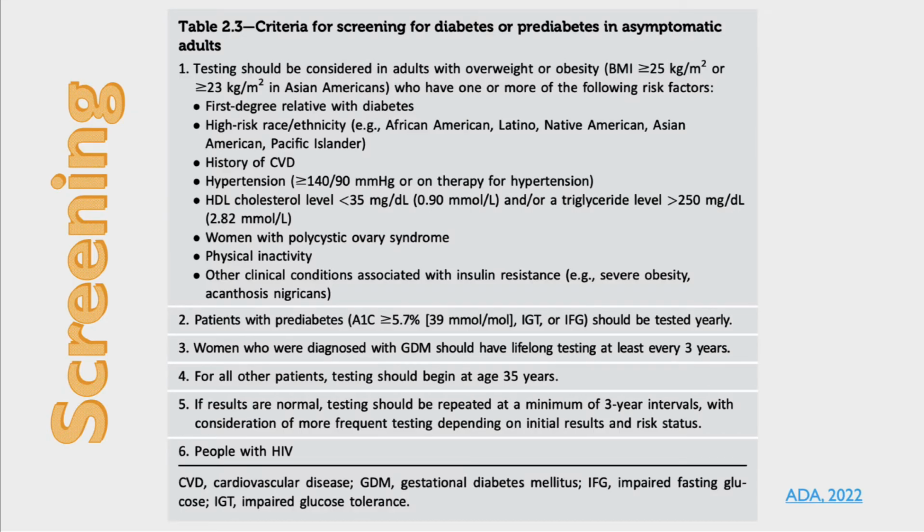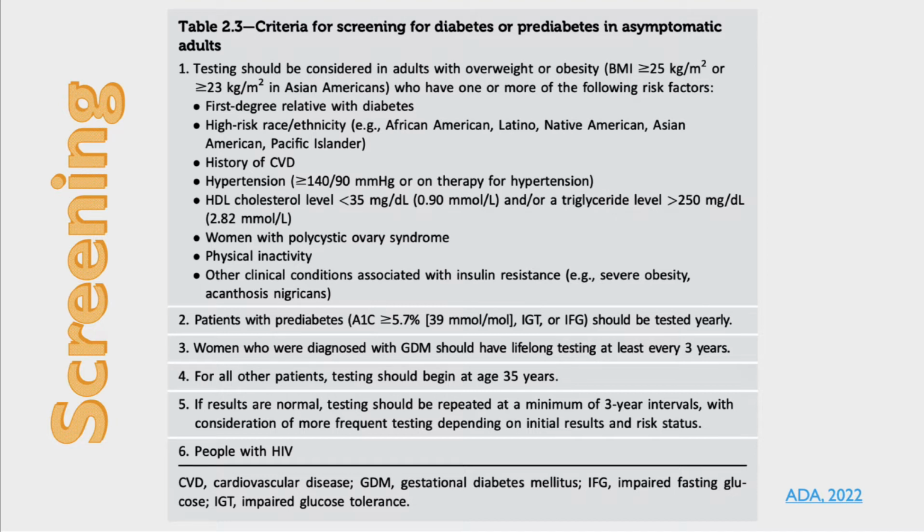So let's talk about the ADA guidelines for 2022 that focus on screening. Screening should be considered in adults who are overweight or obese, and who have one or more of the following risk factors. So first degree relative with diabetes. Remember, first degree relatives are mother, father, brothers, sisters, or children. Okay? Grandparents don't count. Aunt Mabel doesn't count. My best friend's cousin's uncle's roommate doesn't count. Mother, father, brothers, sisters, and children.